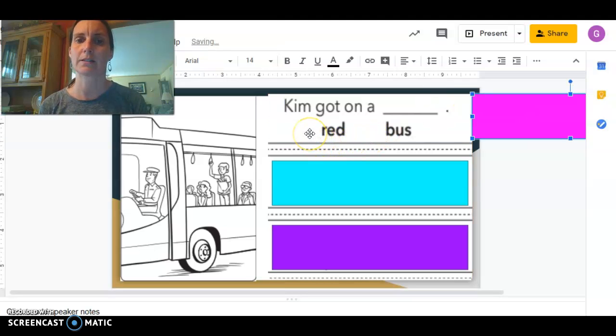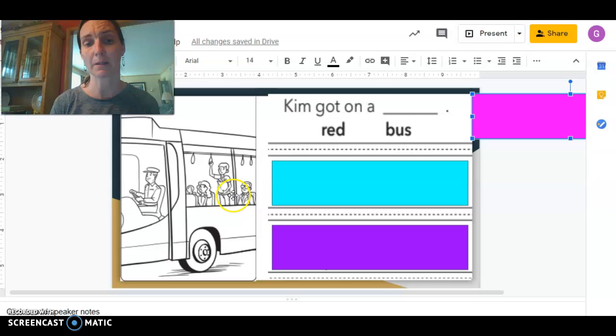The first step I need to do is read the sentence. Kim got on a blank. The second thing I need to do is to try the 2 words, red and bus, in those blanks to think about what would make sense. Kim got on a red. That doesn't make sense because you can't get on a red. Kim got on a bus. That makes sense. Kim got on a bus.